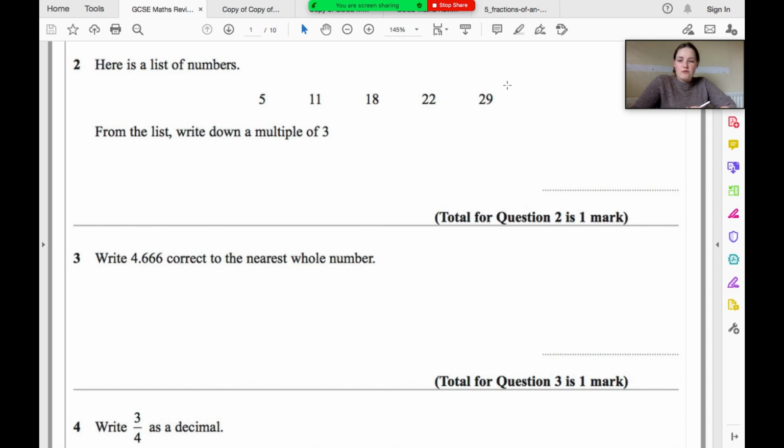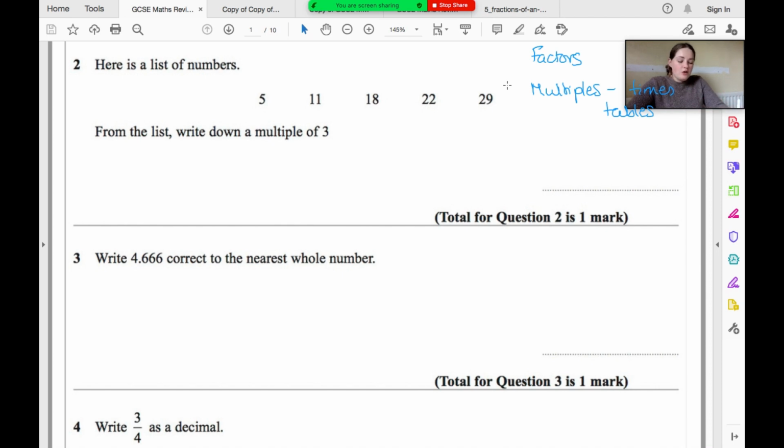Okay, so write down the multiples of 3. Now the multiples of 3 are the 3 times table. So we need to remember the difference between factors and multiples. The multiples are basically the times tables, the multiplication tables, okay? So if I said multiples of 3, it's the 3 times table.